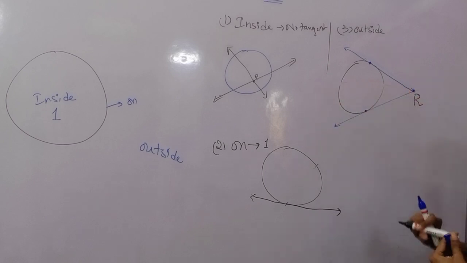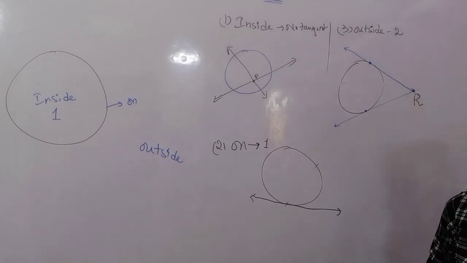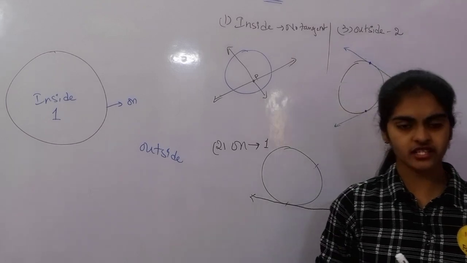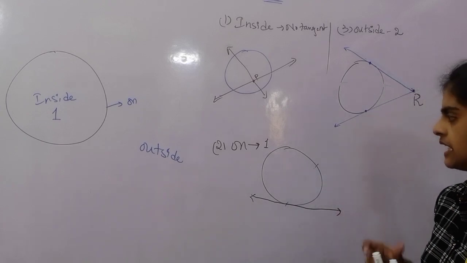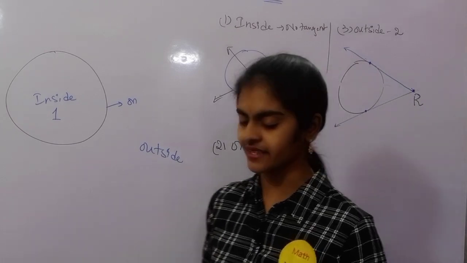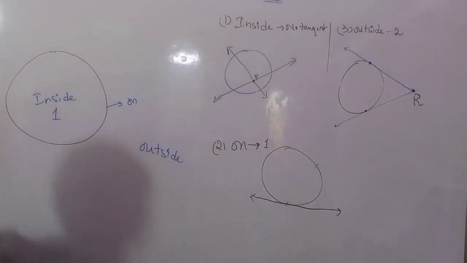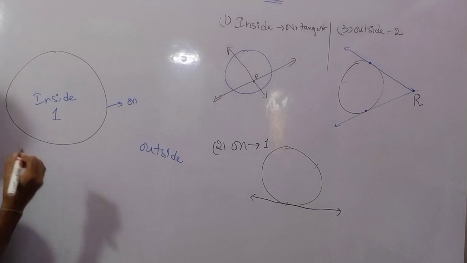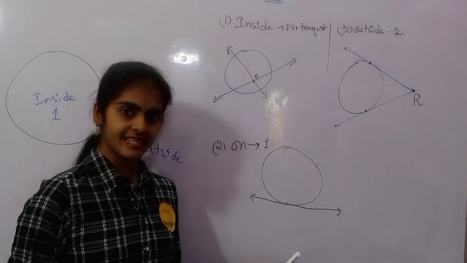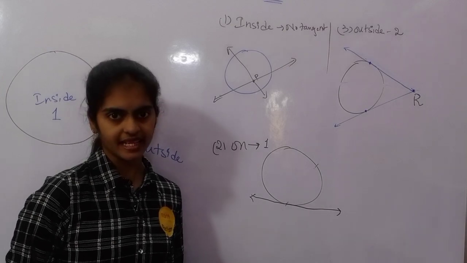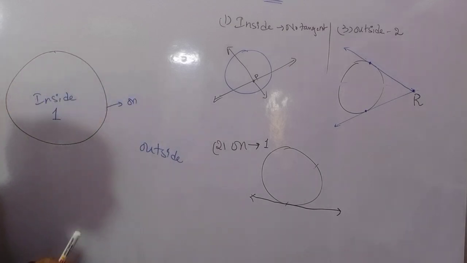Clear? So outside the circle, how many tangents will you have? 2 tangents. Inside the circle, 0 tangents, no tangent. And on the circle, 1 tangent. Now, how many tangents can I draw on a circle? Just now I told you, on the circle, if I take a point, I can draw only one tangent from that particular point. Now my question is, how many tangents can I draw to a circle?